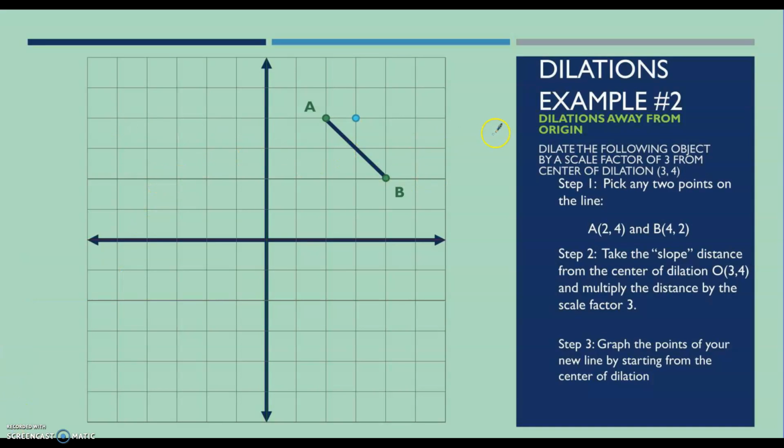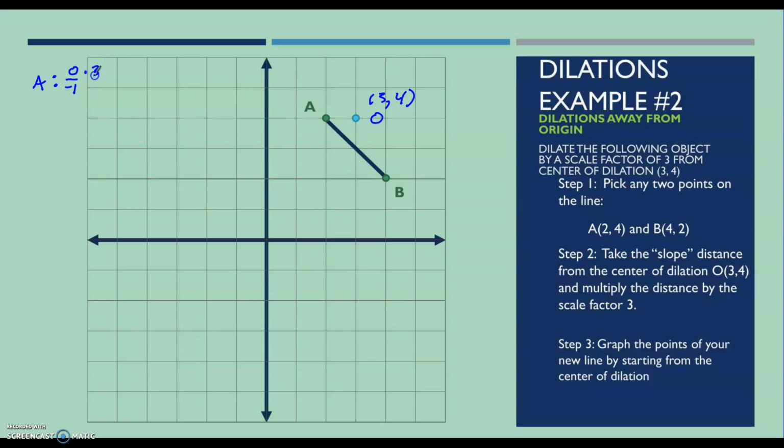Okay, so now let's take a look at another example. Let's say I want to use a dilation point that's away from the origin. The same process still occurs, right? So we're going to use the slope distance. Let's say I take this line segment and I'm going to dilate it by a scale factor of 3 with my center of dilation at 3, 4. So I repeat the process that I did for my previous example. I want to find a slope from my center of dilation to point A. So that's going to be 0, negative 1.